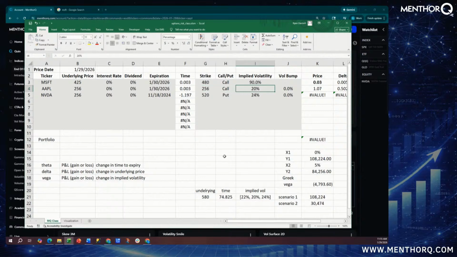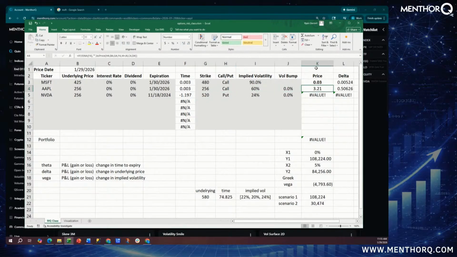So just starting off with, we'd expect an at the money call at 60 vols to be worth about 3.2. Here, let me make this one bolder so you can see that. So we expect it to be worth about 3.2. And I'll go check that on my brokerage off the screen here.